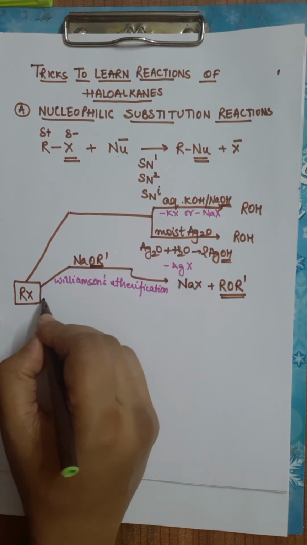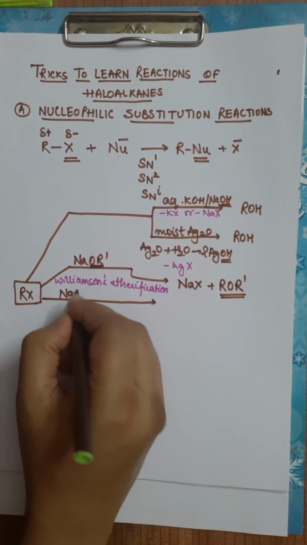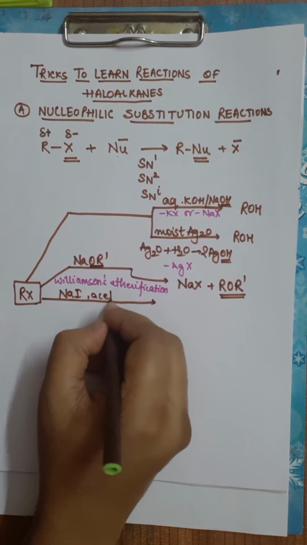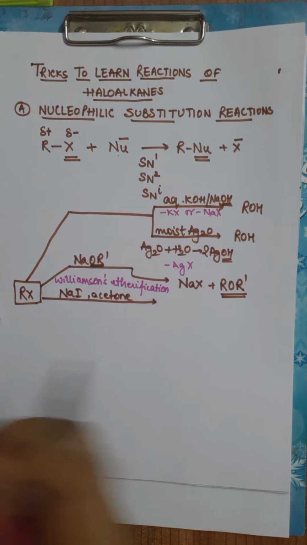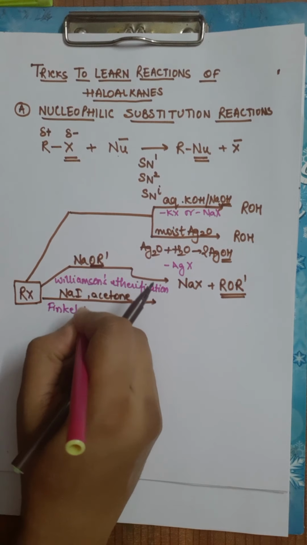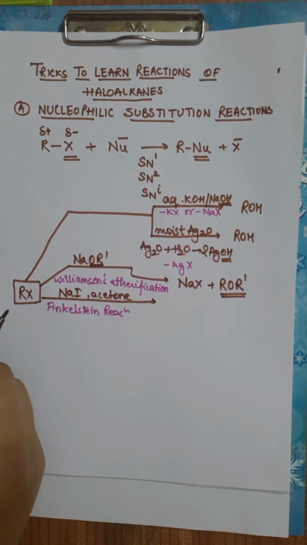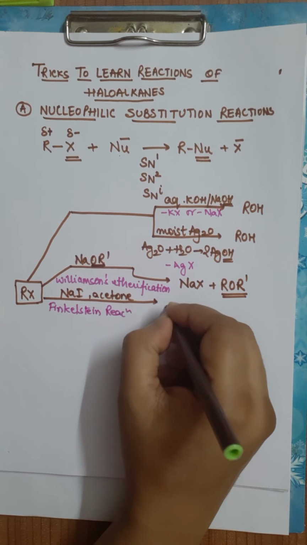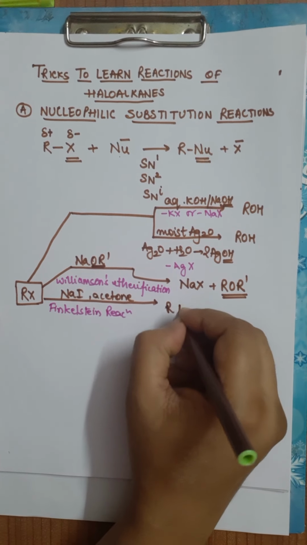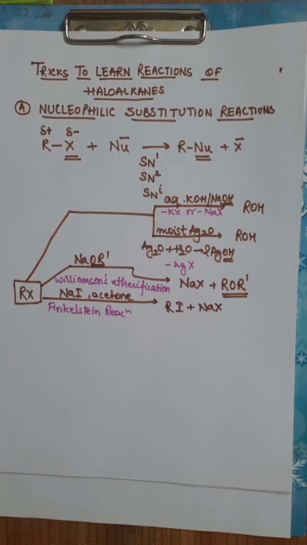Then the next reaction that you have already studied is with sodium iodide and acetone. This is also a name reaction, that is the Finkelstein reaction. Here you get RI plus NaX. Okay, you can convert one alkyl halide to iodides.